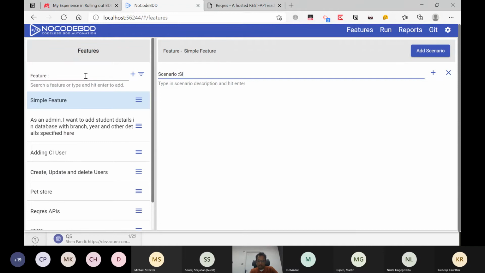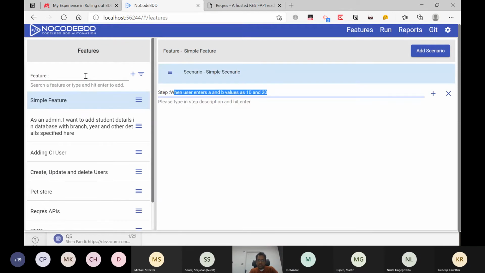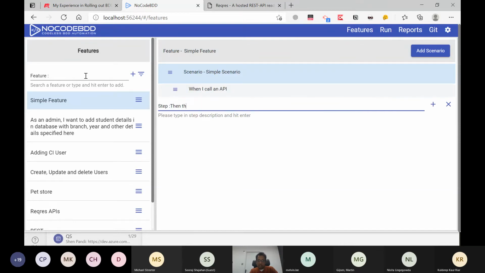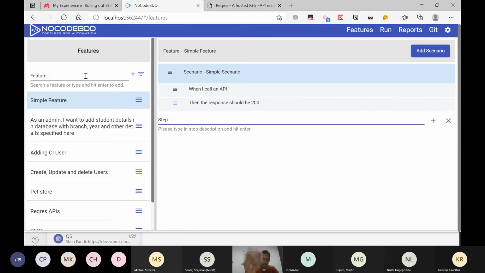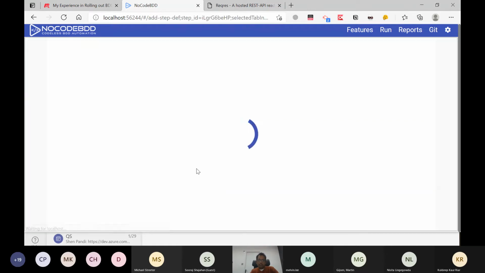Then a simple scenario. I'm just going to give you an overview. Let's say when I call the API, then the response should be 200. Let's assume that this is a very simple scenario. I just want to show you the automation side of things.